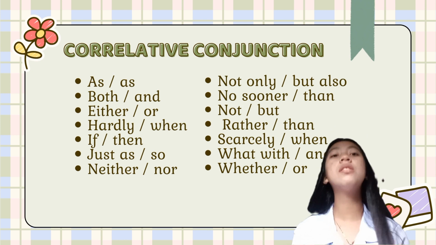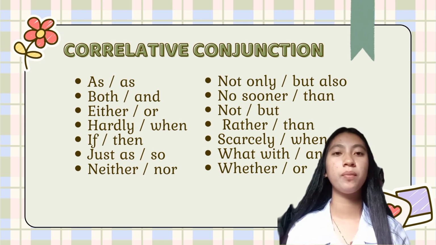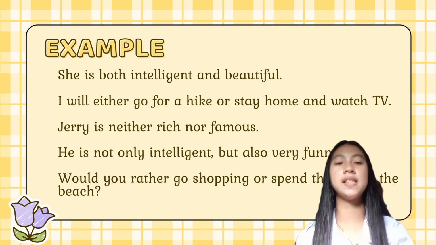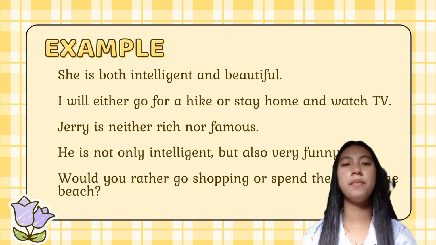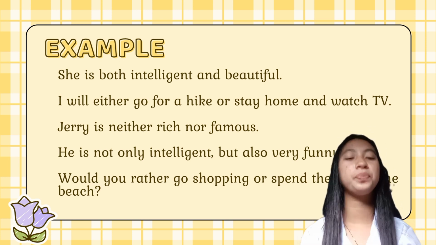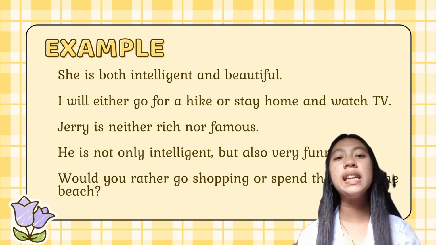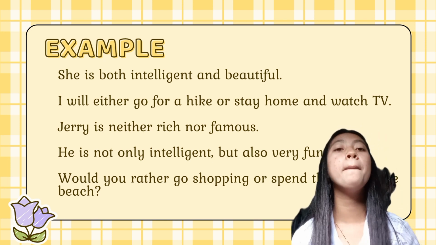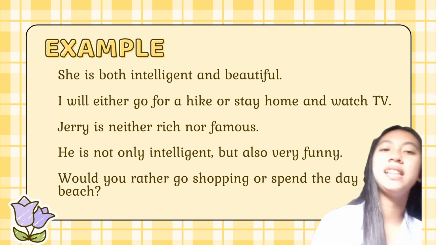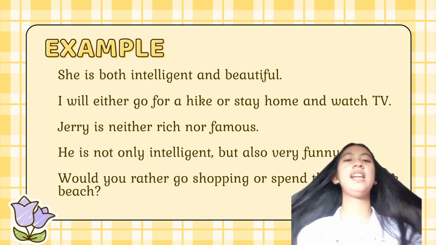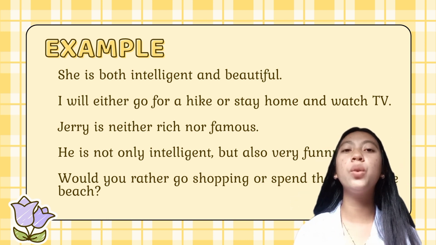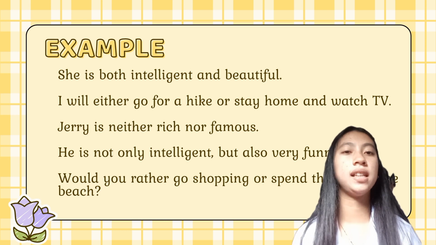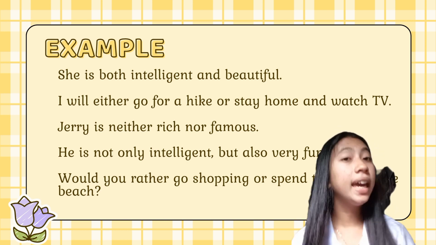So here are some examples of correlative conjunctions. I have here some example sentences. She is both intelligent and beautiful. The correlative conjunction is both and. This structure connects two equal qualities of the subject, emphasizing that she possesses both intelligence and beauty.